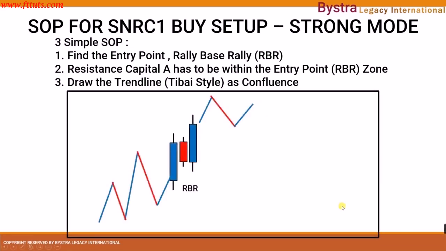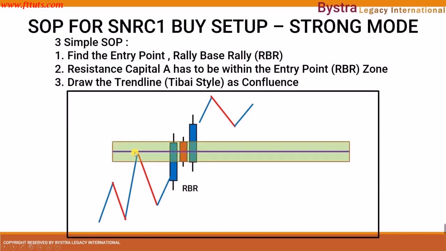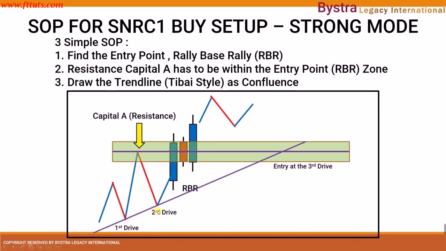So here I give you an SOP of the example. We can see that this is a rally base rally, and there is a capital letter A. So we mark the zone and we mark the horizontal line as our pending order for buy limit. Now this time we will add the trend line. So we have the first drive, second drive, and remember guys, we must always entry the trend line at the third drive. So we mark our pending order of buy limit at the capital A resistance here, okay, which is inside the entry point. So therefore, price will come back to this area and continue on the uptrend.